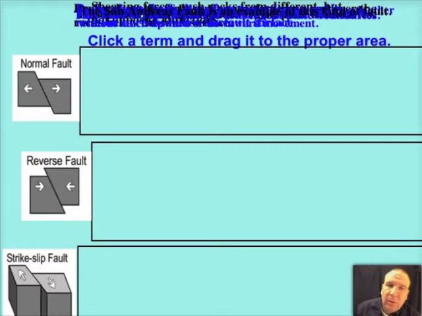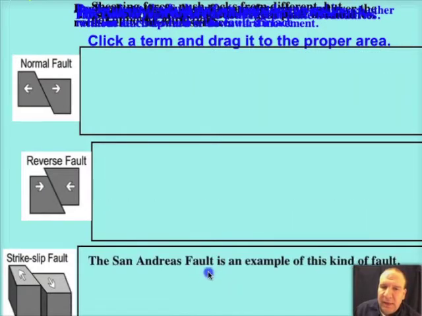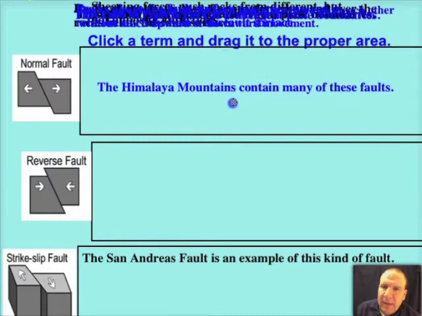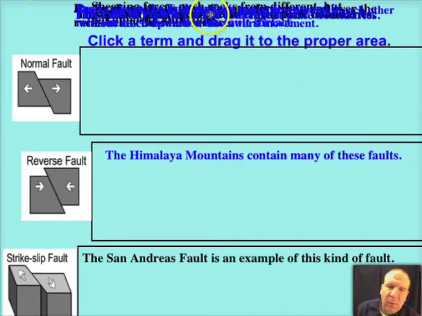So what we're going to do is pull something out up here and tell me what it is. San Andreas Fault. If you said that's a strike-slip, excellent. The Himalaya Mountains are a reverse fault. And if you want to pause the video and try to figure these out before I do, feel free to do that. It's more of a challenge for you.